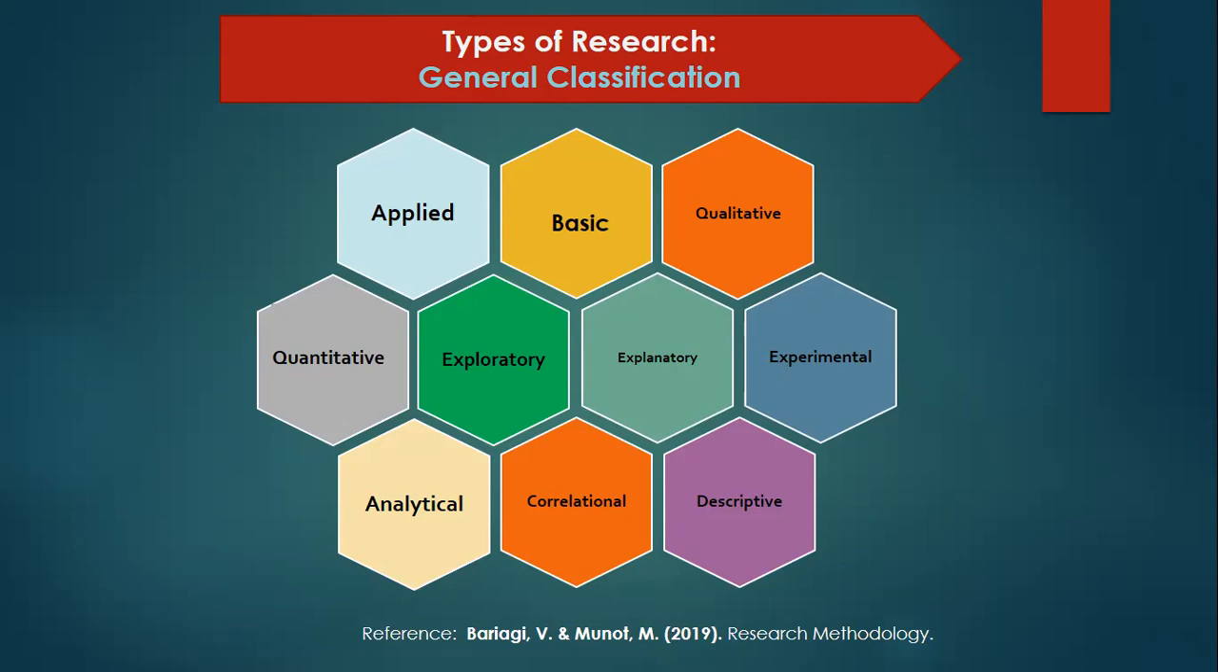They are classified in various categories, including applicability, the mode of inquiry in conducting the study, and the major objectives of the study. Selection of research method depends on the discipline of the research, objectives, and the expected outcomes. One research problem may use multiple research types. The main research types discussed in this lecture include basic research, applied research, qualitative research, quantitative research, exploratory research, explanatory research, experimental research, analytical research, correlational research, and descriptive research.